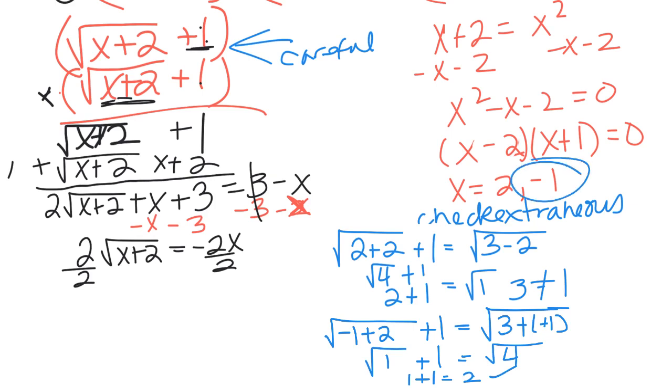So don't get tricked into thinking that the negative is always going to be the extraneous answer. In this case, the extraneous was actually the positive 2, and the one that actually works is negative 1. So your solution is x equals negative 1. So make sure you check for extraneous. Don't just assume that the negative solutions are extraneous.